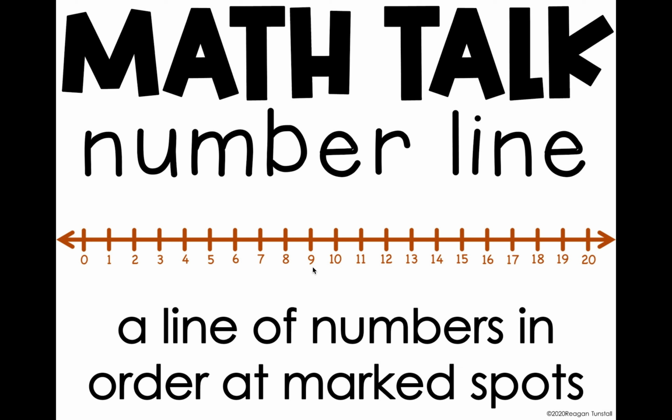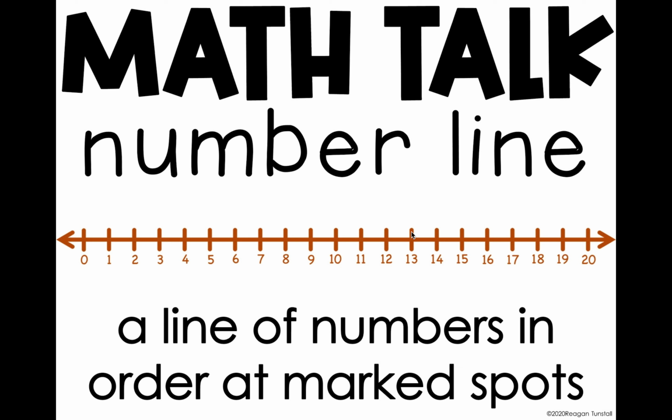0, 1, 2, 3, 4, 5, 6, 7, 8, 9, 10. Keep going, right? All we're doing is adding by one. And you can look at a number, let's pick 12. If I know number lines and I know my counting, I know one less is 11. I know one more is 13.